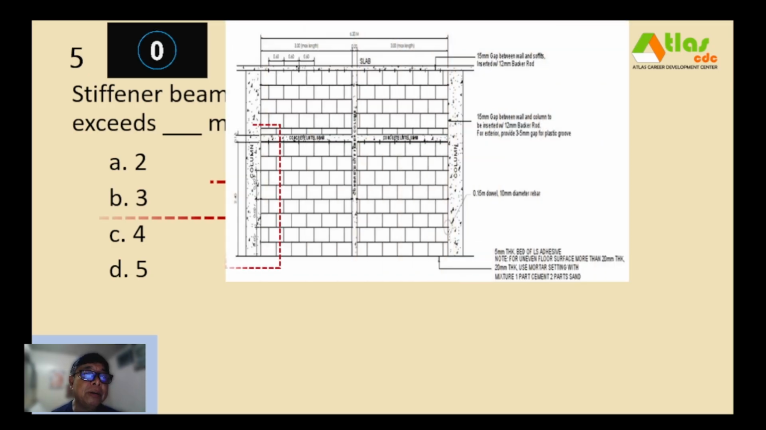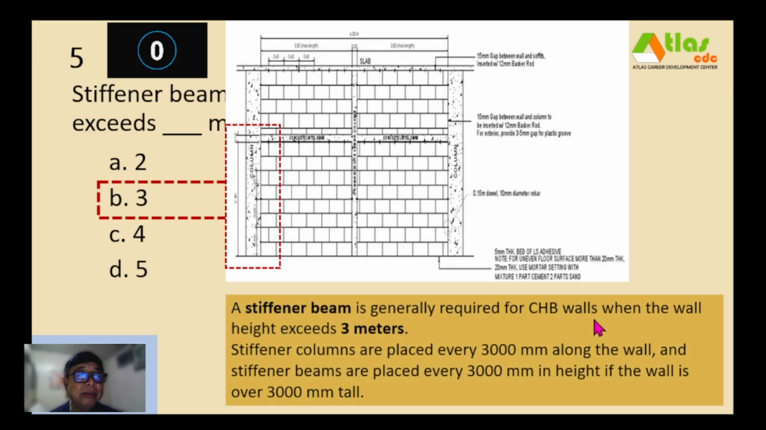And our correct answer is 3 meters. So a stiffener beam is generally required for CHB wall when the wall height exceeds 3 meters. Stiffener columns are placed every 3 meters along the wall. This one. And stiffener beams are placed, this one, every 3 meters in height if the wall is over 3 meters tall. So this one is more than 3 meters tall. That's why you have to provide this stiffener beam.